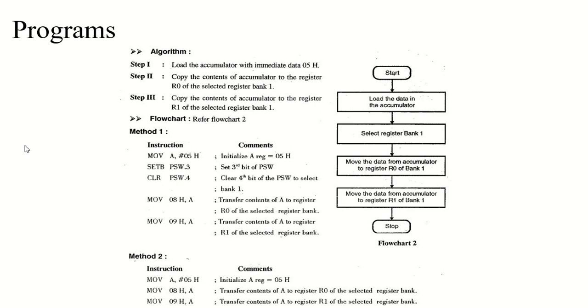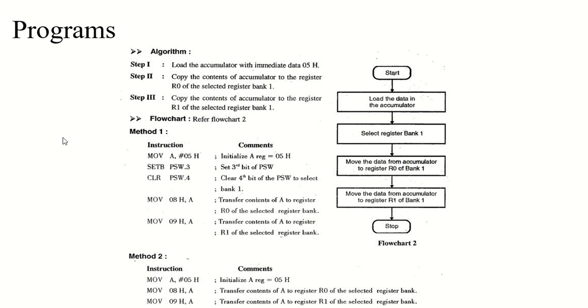Now that we have learned the flowchart, let's discuss the implementation with the use of the instructions. This is something that can be done using two different methods. In the first method, what will we do? The first step of both methods will remain the same. We will be moving 5H to accumulator with the immediate addressing mode move instruction: MOV A, #05H. So we are sending 05H to accumulator.